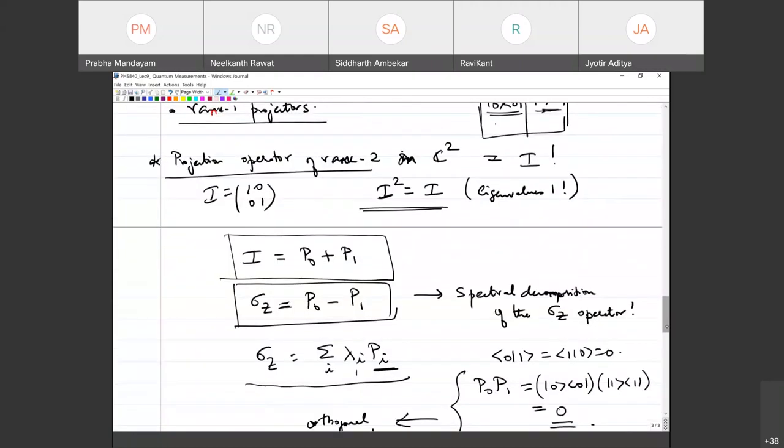But now look at this, right? So P0 minus P1 was sigma Z. So in some sense, P0 and P1 are the two orthogonal projectors that correspond to the two different eigenvalues of sigma Z. Notice that they satisfy also this property that P0 plus P1 is identity. So this kind of a relation is what is called a completeness relation, right? And this is a property of any orthonormal basis.